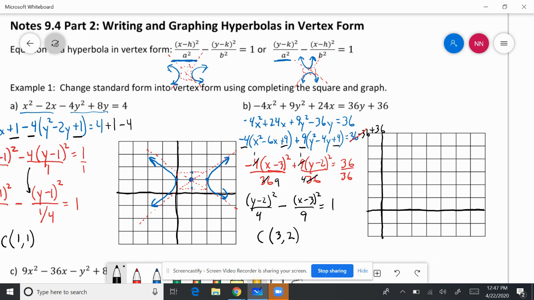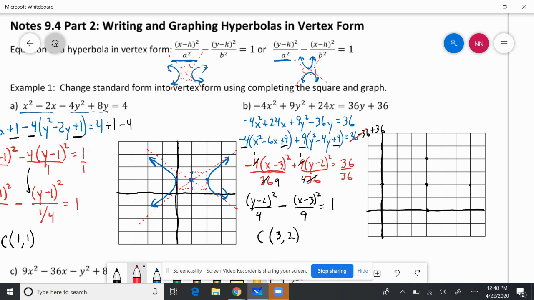So I have a center at 3, 2. So that means I'm going to go to the right 3. I'm going to go up 2. And I'm going to take the square root of 4, which is 2. Since it's below the y, I'm going to go up 2 and down 2. With the x's, the square root of 9 is 3. So I'm going to go to the left 3 and the right 3.